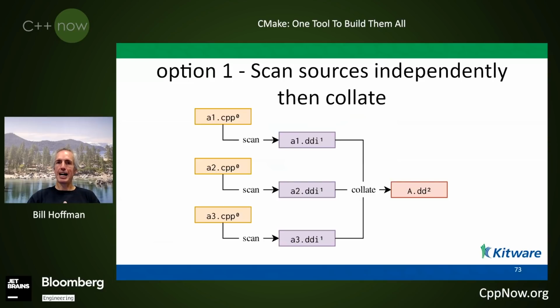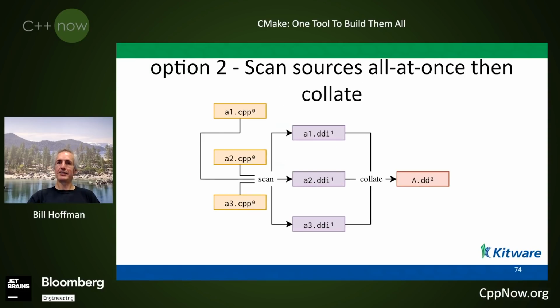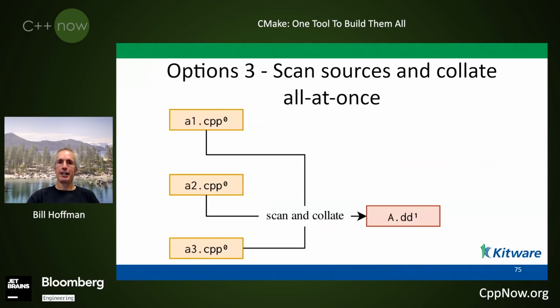So what are some options? Option 1, we could scan the sources independently and then collate. Option 2, we could scan the sources all at once and then collate. Each of these has different trade-offs. Option 3, scan sources and collate all together. This would require a lot more work from the compilers, I think.